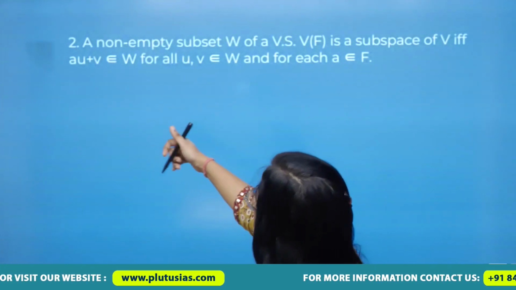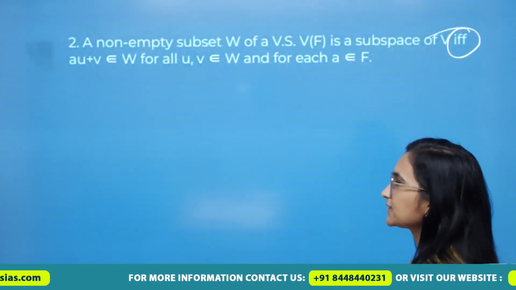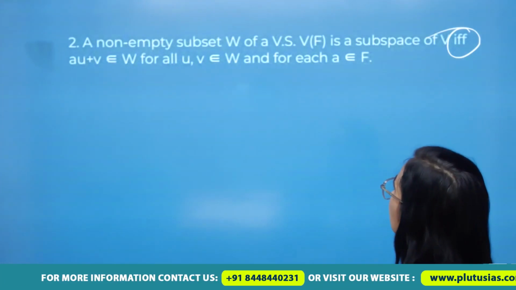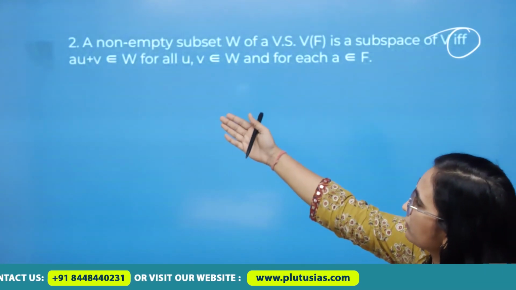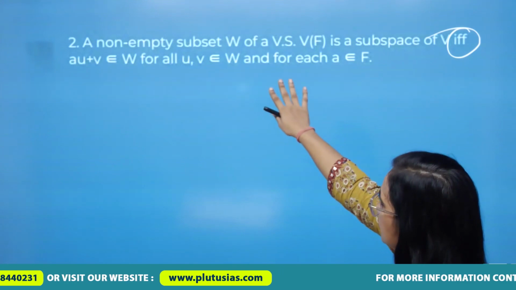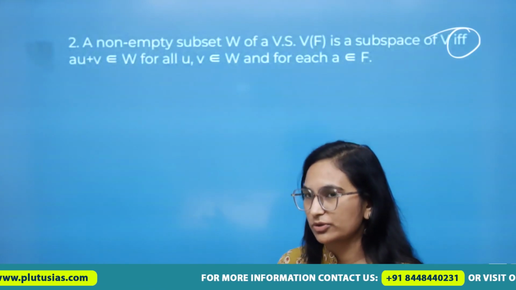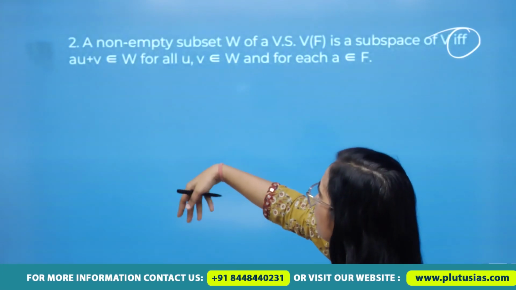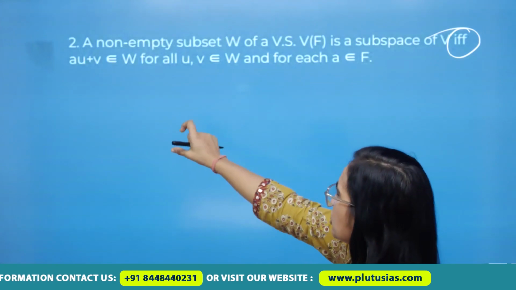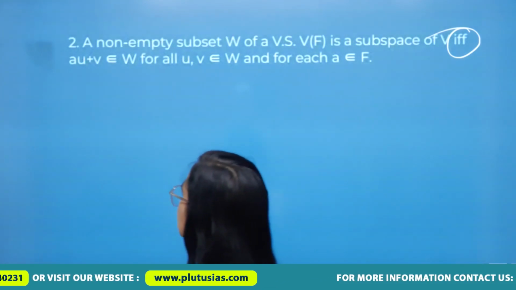And the second condition, it is here also if and only if, that means it is a necessary and sufficient condition. First we will assume that W is a subspace, and we will prove that au plus v belongs to W. Second, we will consider that this equation holds in W, and we have to prove through this equation that yes, W is a vector space. So, necessary condition.